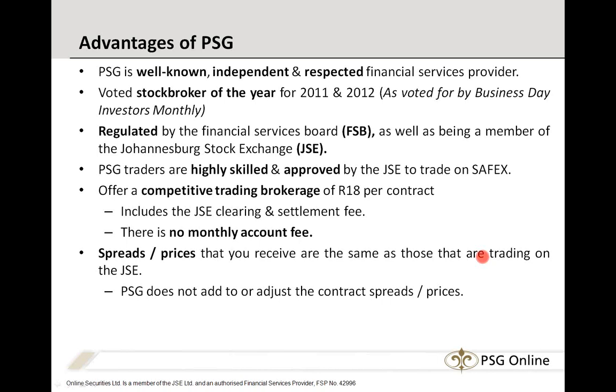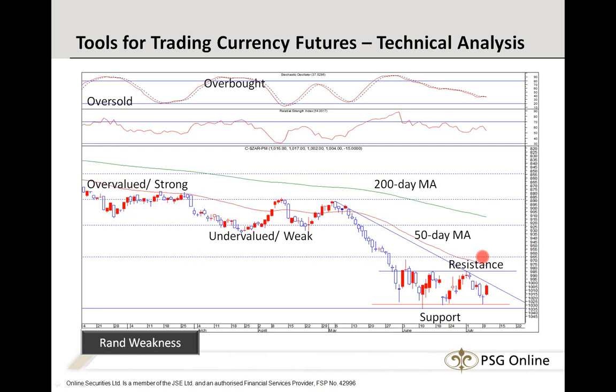So we do offer a competitive brokerage at 18 Rand a contract. Remember, that includes clearing and settlement fees. Unlike equity trading, there's no monthly admin fee. And our business offers, remember, are made by the market makers, so you're getting the best price as such. PSG, we're not market makers ourselves. We trade through RMB or ABSA or Standard Bank. They are making the market. So PSG doesn't add anything else onto that price. So just be aware of that kind of stuff.